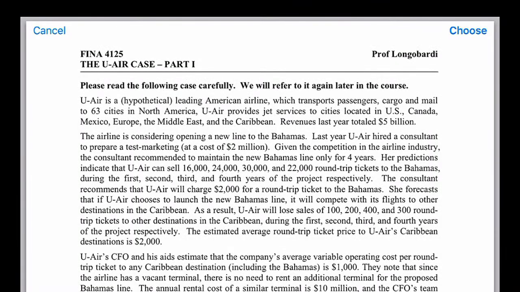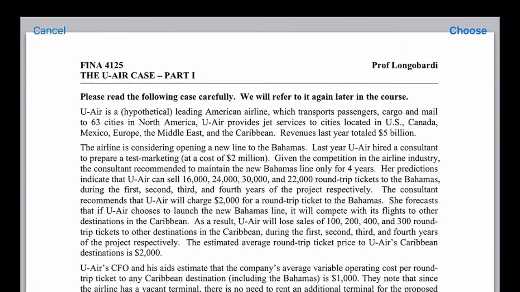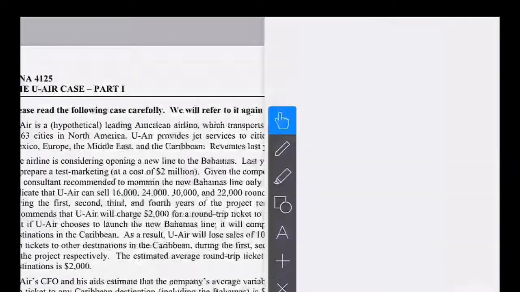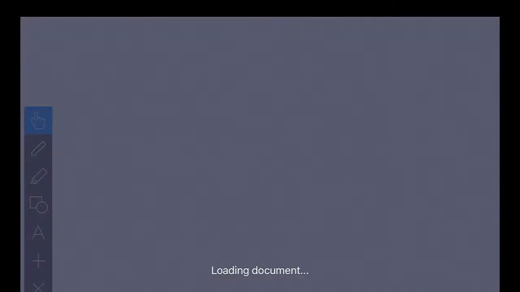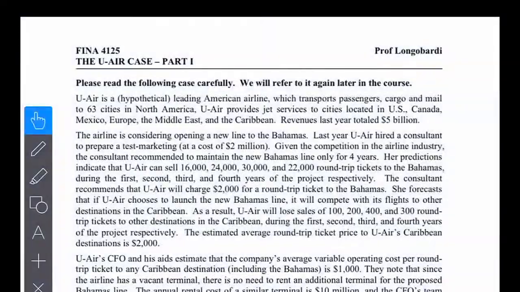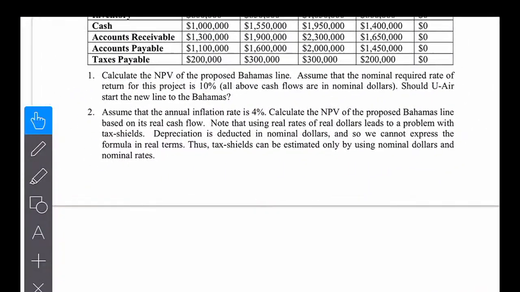Oh, I'm just going to look here at the case. So this is where a student was asking, where did it say 10%? It's in question number 1 at the bottom of the case is where it says the discount rate. So it referred to it as the nominal required rate of return for the project is 10%.